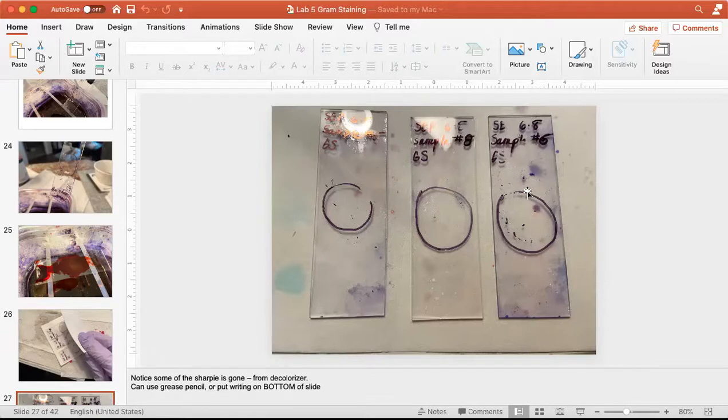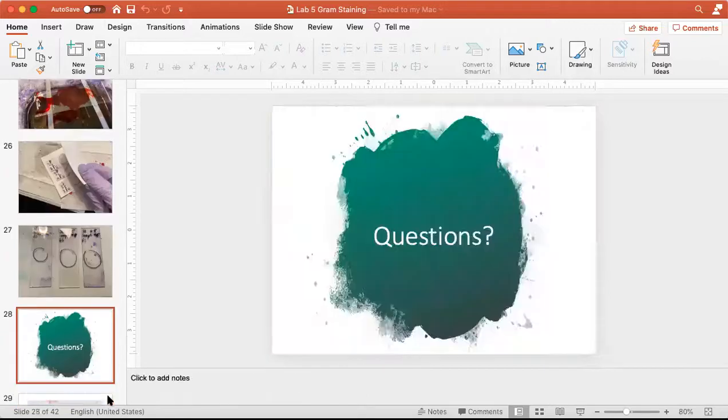You can use something called a grease pencil instead of a Sharpie. The alcohol won't remove grease pencil. Now I'm ready to examine my results.